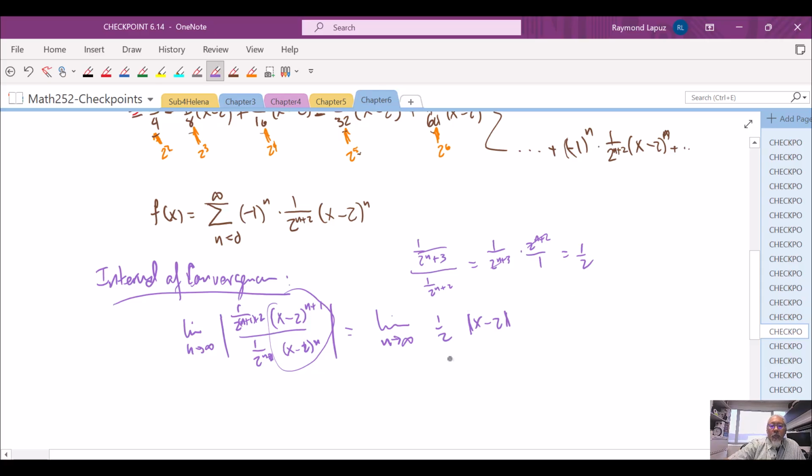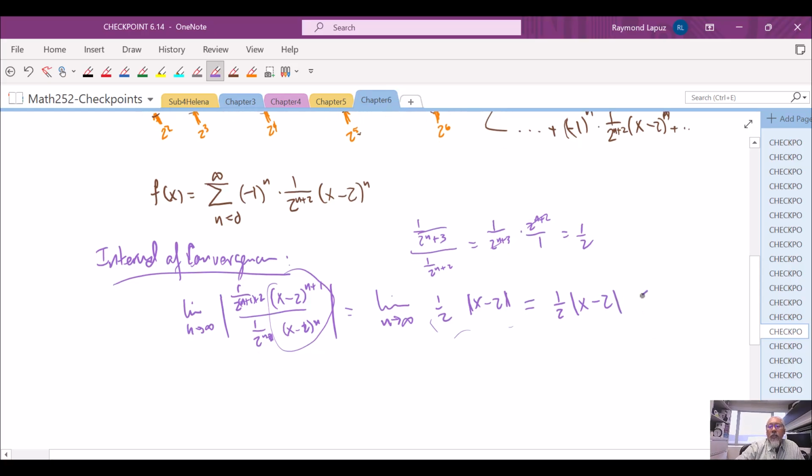And then from here, there's no more n's, so this is all independent, no more limit to take, so this is just going to be 1/2 |x - 2|. And then according to the ratio test, we want this to converge. We have to have this to be less than 1.